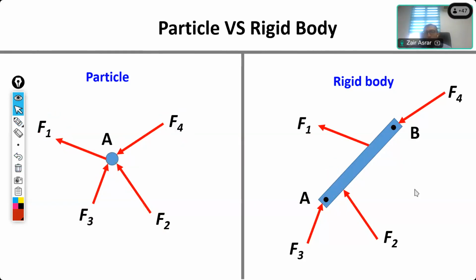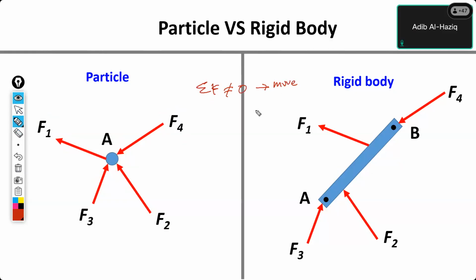I want to ask, if the summation of forces is not equal to 0, then is there no moment? If the summation of forces is not equal to 0, the object will move. Is there no moment on the rigid body, or does it still have moment? Let us do this one by one.